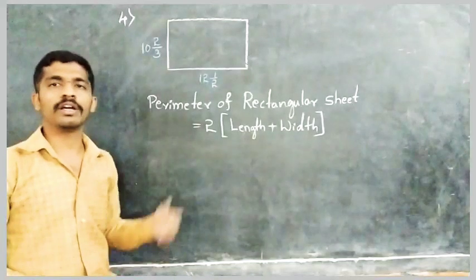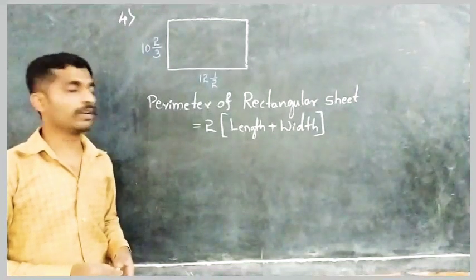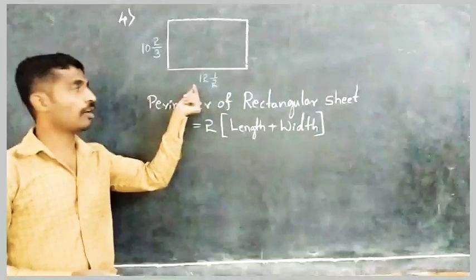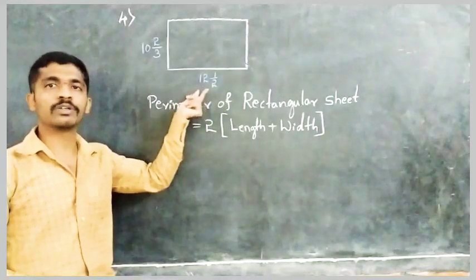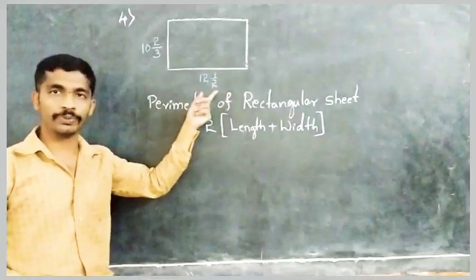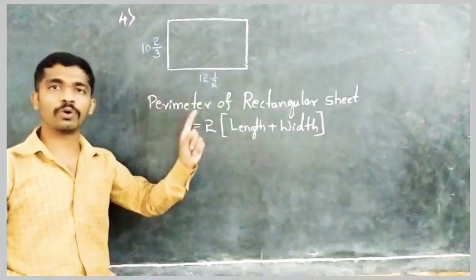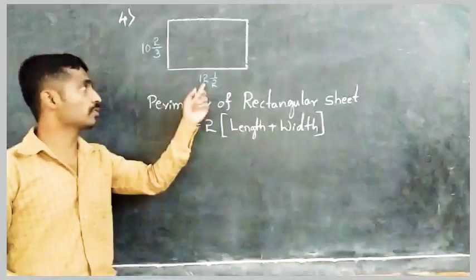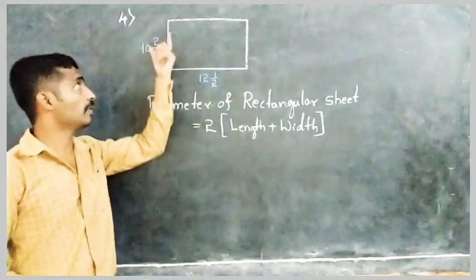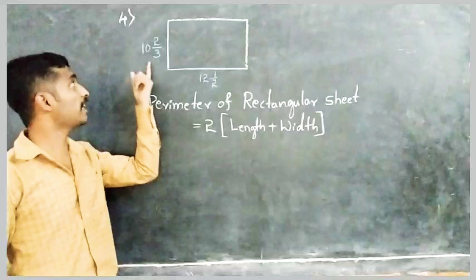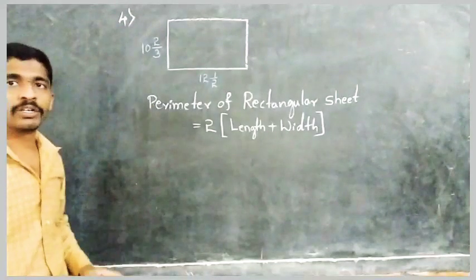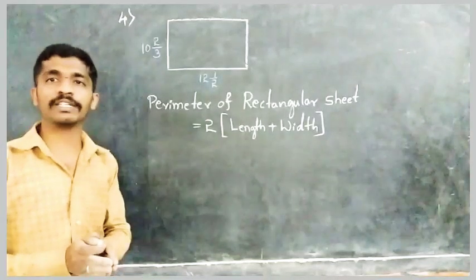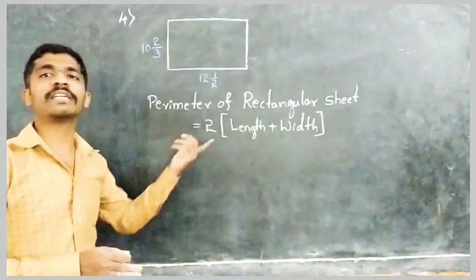Understood? In the fourth question, they gave a rectangular sheet of paper with length 12 integer 1 by 2, means 12 whole 1 by 2. You can use the word whole or integer, both are the same. Next, the width, means how wide it is, that is 10 integer 2 by 3. So what you have to do is find the perimeter of that sheet.